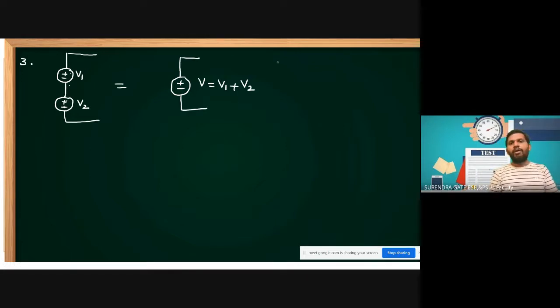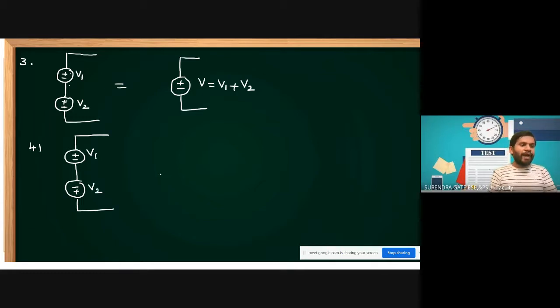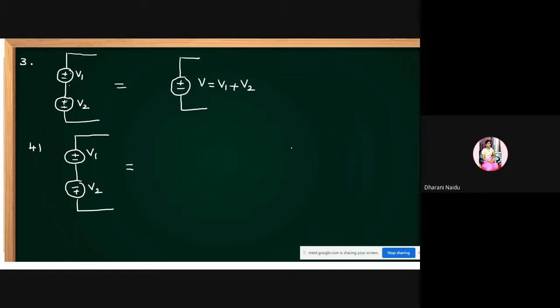For example, if it is given like this, two voltage sources are connected in series. This one is plus minus, but the other one is minus plus. Let this be V1 and this V2. Then it is equivalent to which one, students? V1 minus V2. Very good.